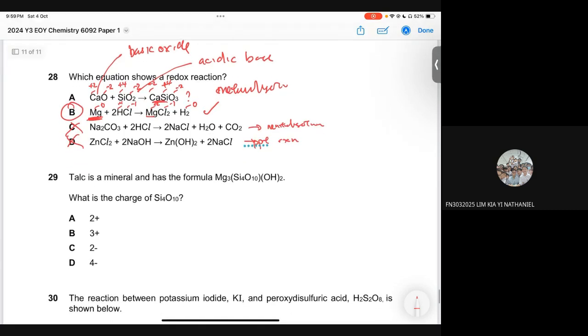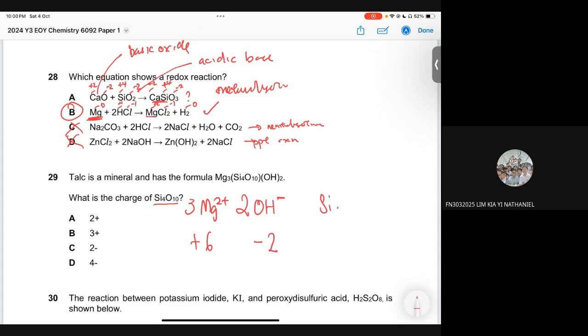Okay, next one. Talc is a mineral, has a formula Mg3 and so on. What's the charge of Si4O10? Now they purposely put a bracket for you, so it makes life easier for you. Now take note, Mg, I know it's 2+. I have 3 of them, so the total charge is +6. OH is minus. I have 2 of them. So the total negative charge is -2.